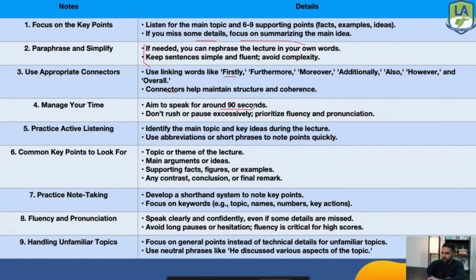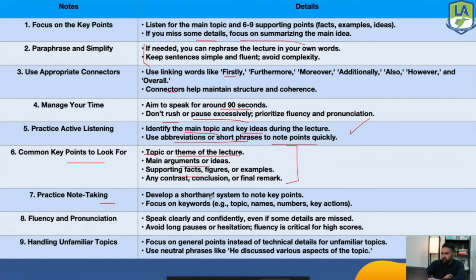Try to speak for around 90 seconds. Do not rush too much. Don't go too fast, and do not take excessive pauses. Make sure you are able to identify the main keywords, main topic, and key ideas that will help us get full points in content. While taking notes, take down short forms or short words. Focus on getting the main topic and main ideas from the lecture, main arguments, supporting facts, anything special or relevant to the main topic which is mentioned in the lecture.